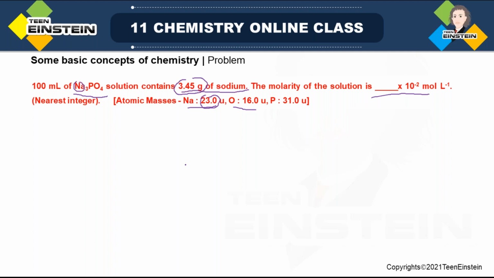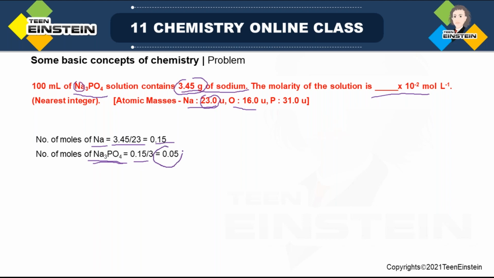So if X is the number of moles of sodium, the number of moles of Na3PO4 will be X divided by 3. That is 1/3 of X. So that is the relationship. So first we will find the number of moles of sodium, given mass divided by 23, and it is 0.15. And the number of moles of Na3PO4, because if you compare Na and Na3PO4, it is 1/3, right? So that is why 0.15 is now divided by 3. So this is the number of moles of Na3PO4.